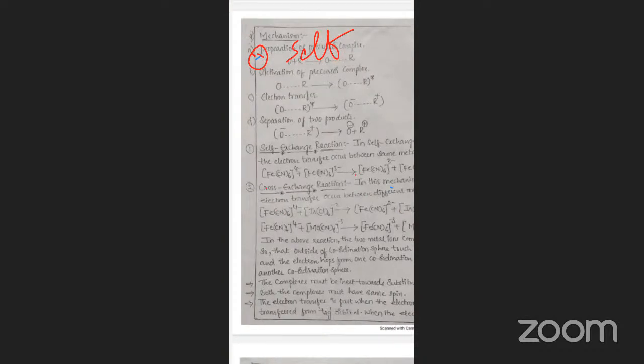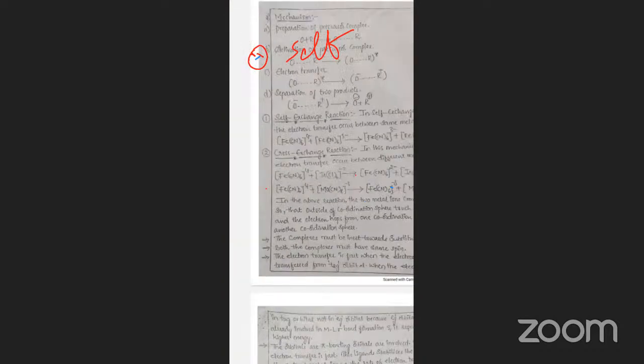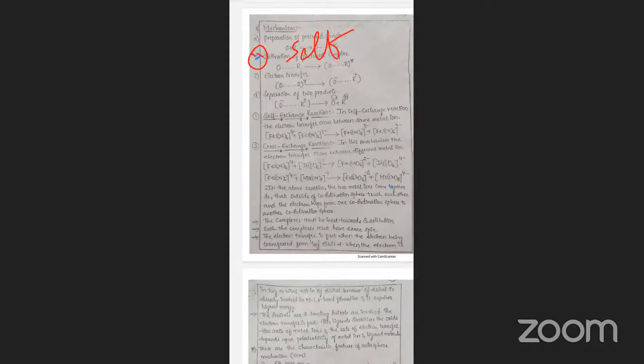Self exchange reaction. Okay, what is that? Hexacyanoferric complex to hexacyanoferrous complex, or hexacyanoferrous complex to hexacyanoferric complex. That means similar metals. Electron transfer between similar metals. Here iron, here also iron. Cyanide, both are same. Here to here electron transfer, or here to here electron transfer.